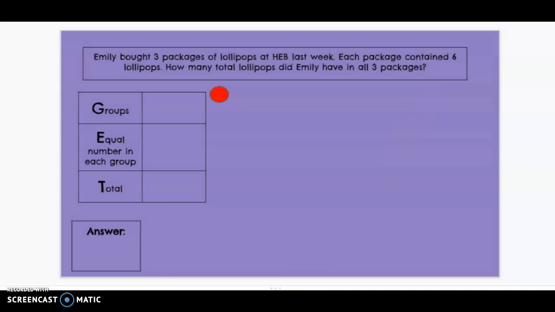Okay, so let's think about this important information and what this question is asking us and what it gives us. Emily bought 3 packages of lollipops at H-E-B last week. 3 packages is going to be the important information because that is the total number of packages she bought. And then each package contained 6 lollipops. That's the total number of lollipops in each package. I want to know the total number of lollipops Emily had in all 3 packages, okay? So the question's asking us to find how many total lollipops did Emily have in all 3 packages?